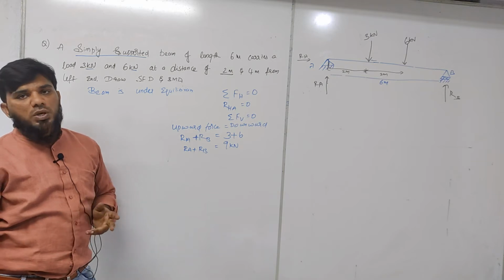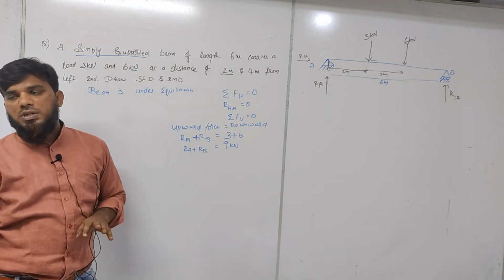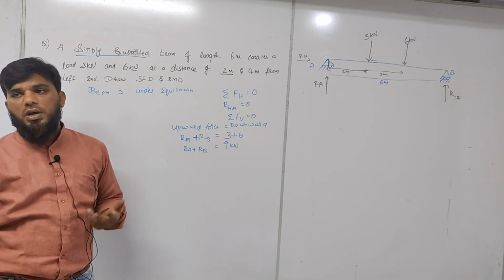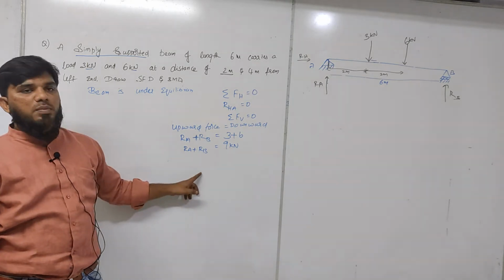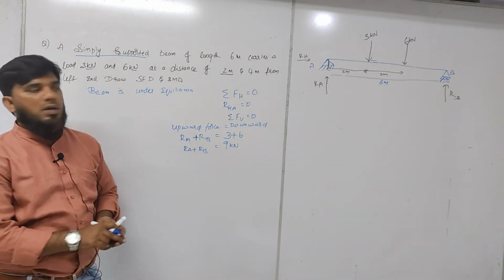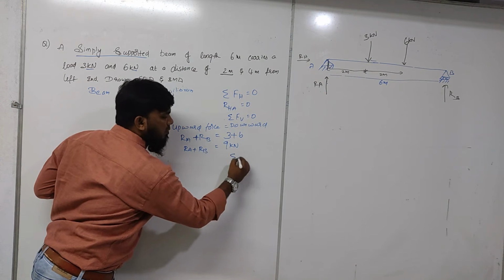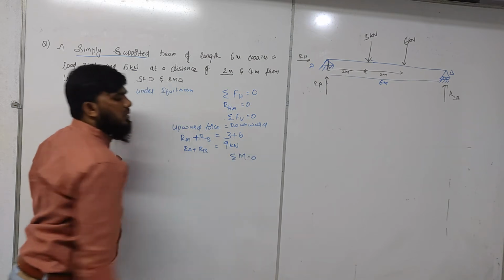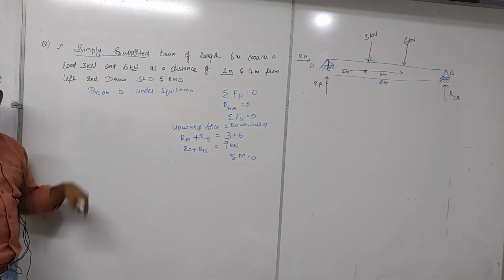You should have two equations. Two unknowns, one equation means it is not able to solve. We cannot get the value of RA and RB. To get another equation, what equilibrium will we take? Summation of moment is equal to 0. Now you do summation of moment.